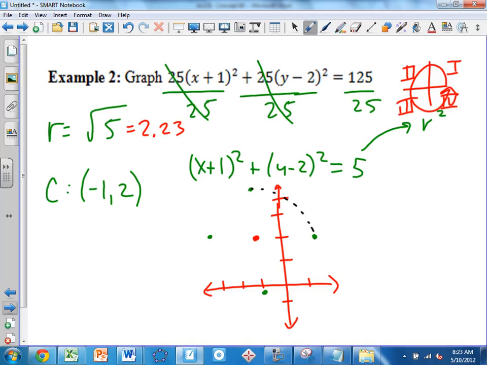Quarter circle. Again, does it matter which one I do first? No. Quarter circle. Quarter circle. And again, what kind of lines am I using, guys? Dash. It makes it easier. It really does. Draw dashed lines for these. It really helps.